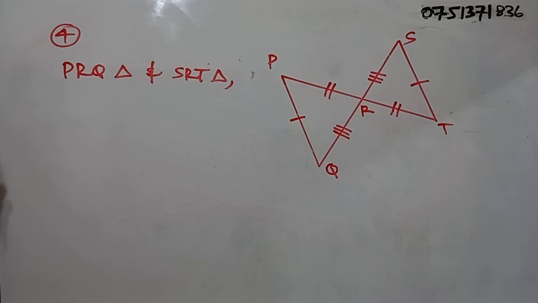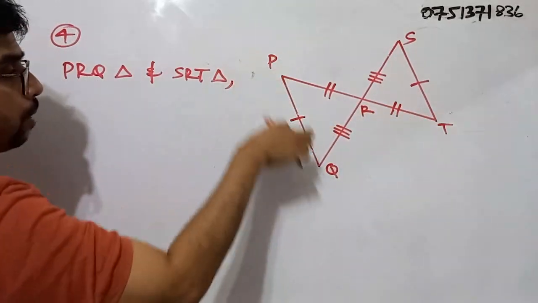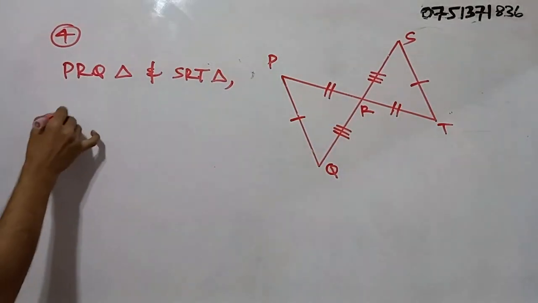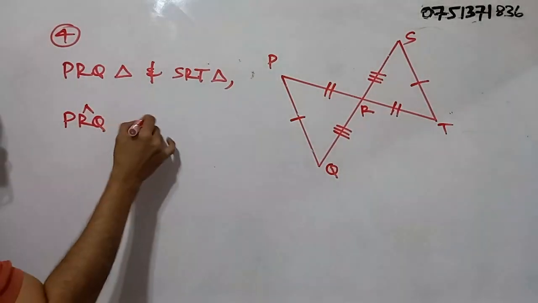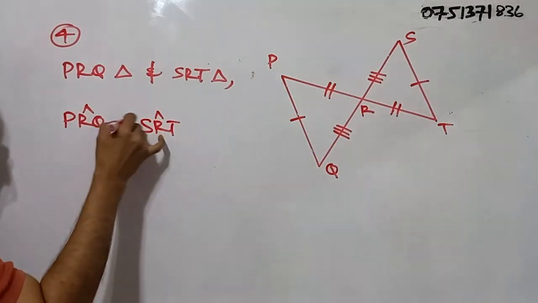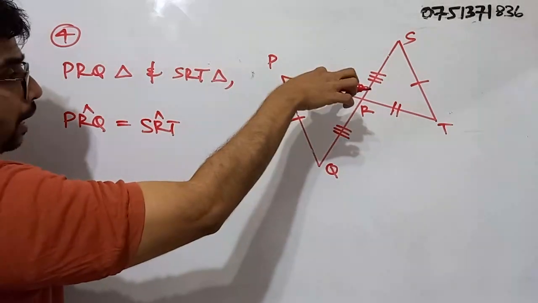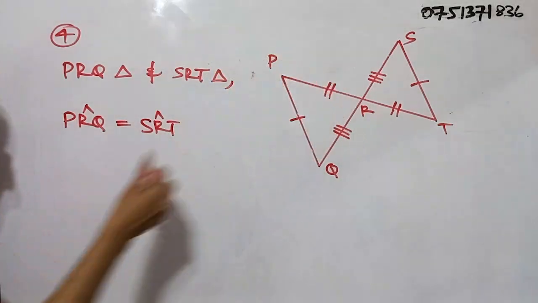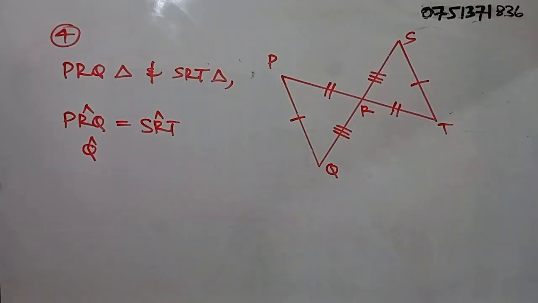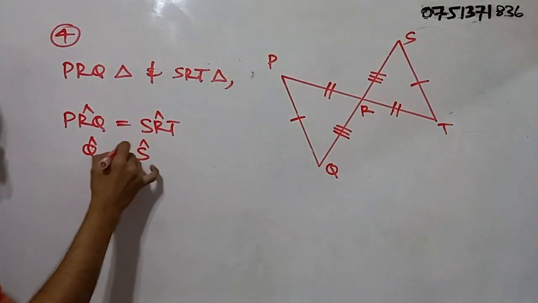Okay, so now we will write down the corresponding elements. So PQ is equal to ST. What is the opposite angle to PQ? PRQ. So ST, what is the opposite angle to ST? SRT. So these two are equal. Then PR. PR is equal to RT. What is the opposite angle to PR? Angle Q. What is the opposite angle to RT? Angle S. So these two are equal.